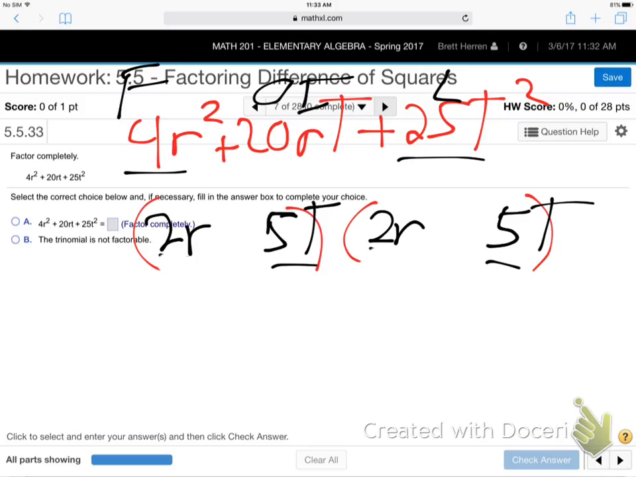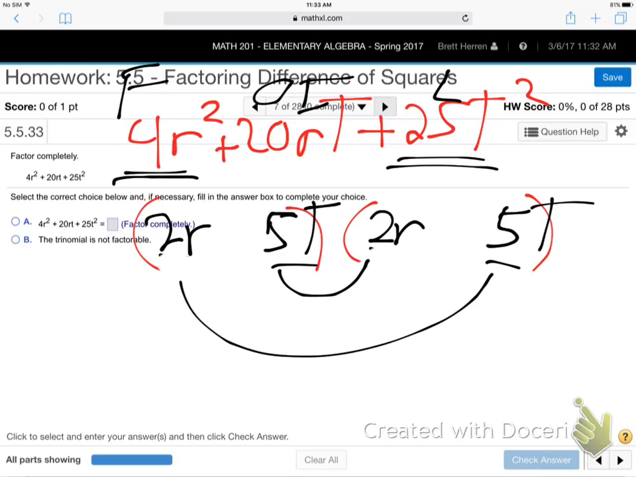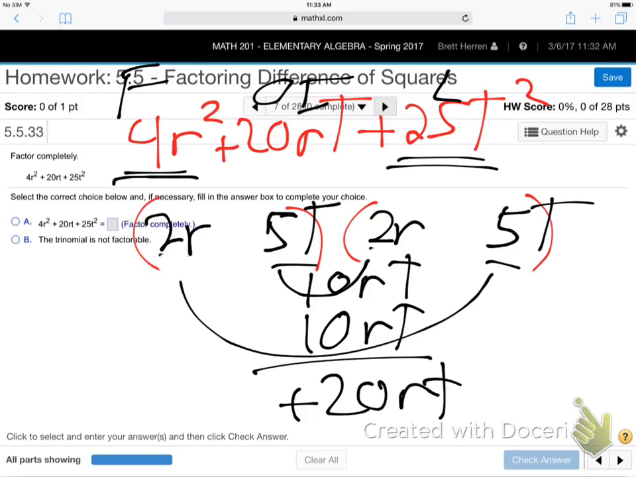Now check the middle. All we got left is the middle. We got the front, we got the last. Now for the middle, see if the middle's right. The two little happy face arcs, the two inners, the two outers: inner, inner, outer, outer. So 5t times 2r is 10RT, or TR, however you want to write that, doesn't matter. It's 10. And then 2 times 5 is also 10. That makes plus 20RT in the middle. Both plus.